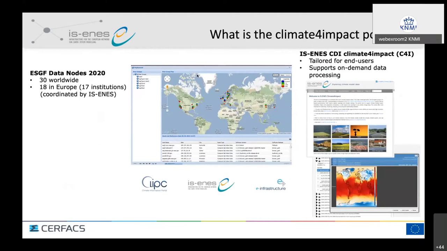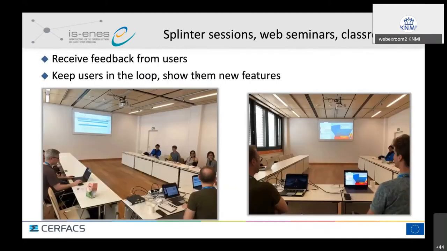And on the right-hand side, you can see that the IS-ENES Climate4impact is really tailored for end users. And it supports on-demand processing, as I explained. It has been supported by several projects, not only IS-ENES, but also the CLIPC project that took place a few years ago. And all of this is funded by the European Commission.